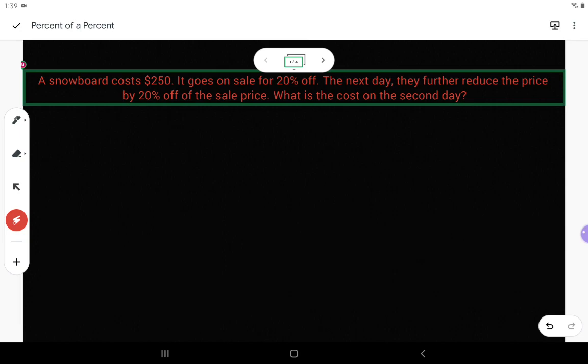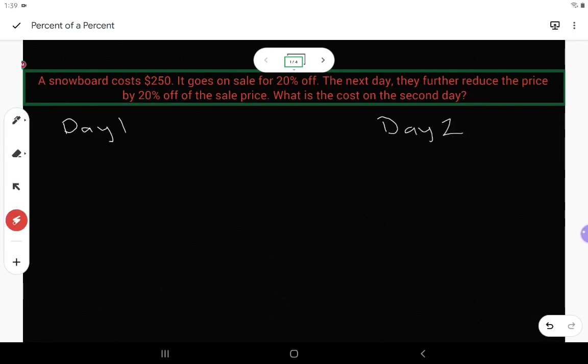Okay, so in this one it says a snowboard costs $250. So it goes on sale for 20% off, right? The next day, they further reduce the price by 20% off of the sale price. So here's the key word right there, 20% off of that sale price. And it says, what is the cost on the second day? So when we have something like this, I'm going to split it into two separate calculations.